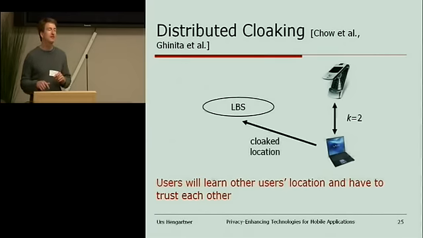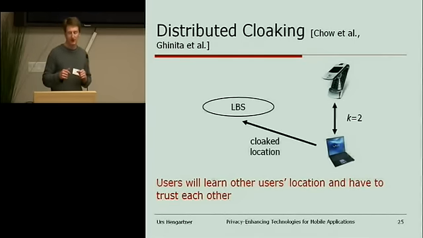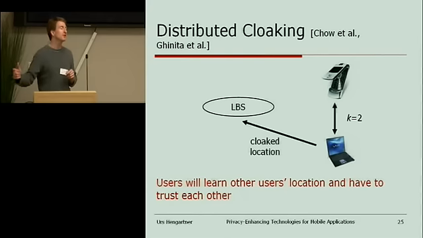So now we have devices that talk to each other and try to figure out whether there's a sufficient number of nearby devices. The problem with these approaches is that they assume that all the other users are not malicious. And again, this might work if all the other users are your friends, but of course it doesn't scale if you want to do this protocol with random people.